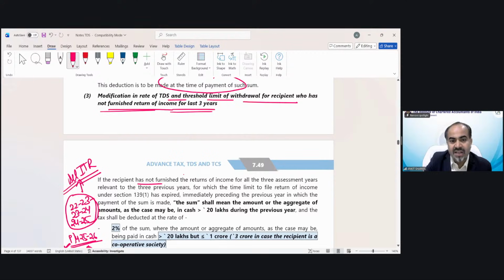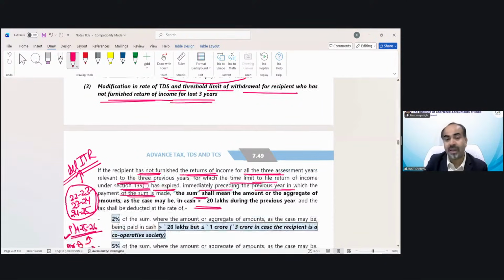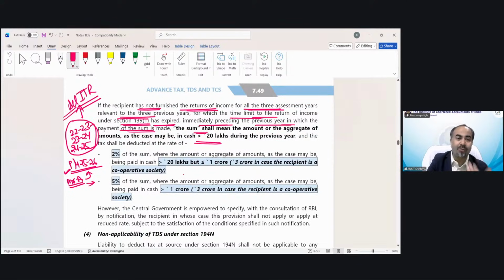If the recipient has not furnished the return of income for all the 3 assessment years relevant to the 3 previous years, for which the time limit for filing of return under section 139(1) has expired, immediately preceding the previous year in which the payment of the sum is made, then what will happen? The earlier limit of 1 crore would be substituted by 20 lakh rupees.